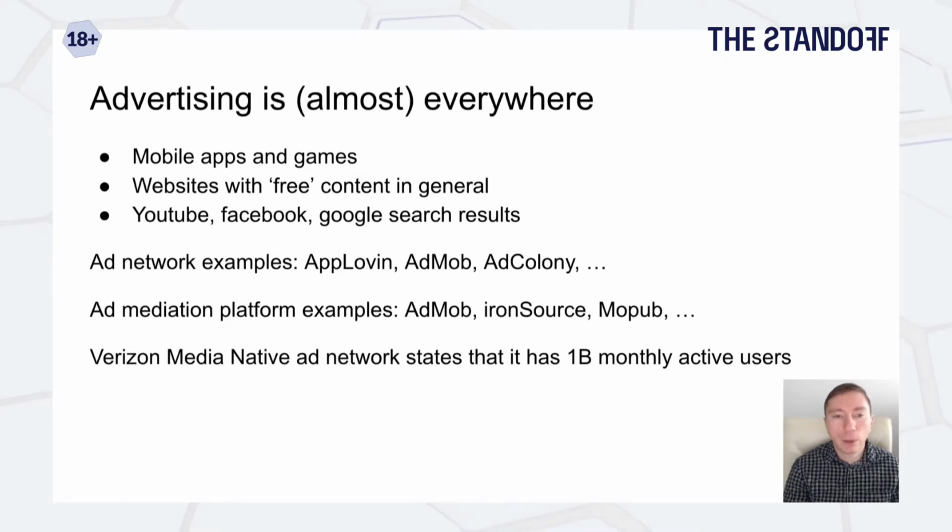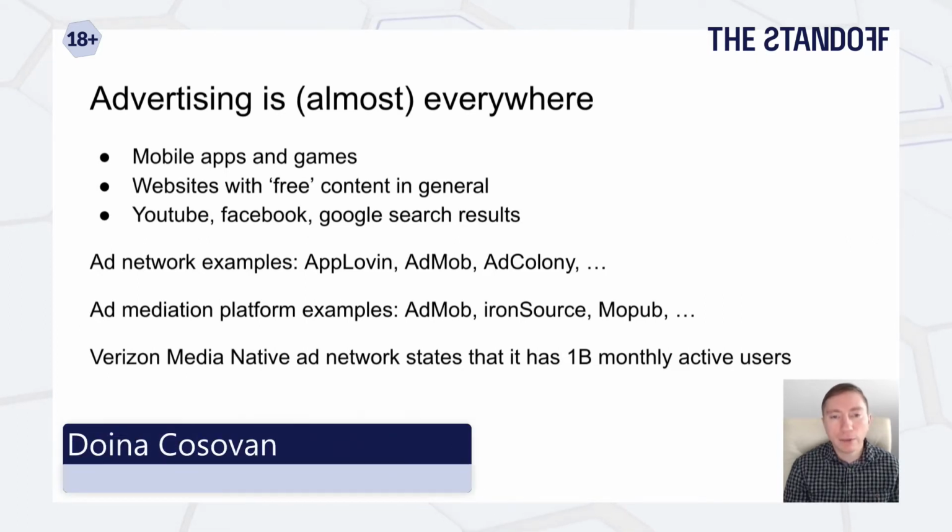To get an idea of how the advertising world is structured, we have ad networks, for example, Unity, AdMob, AdColony, and so on. An ad network gets ads from its clients and displays them on its network, and it gets paid by its clients. An ad mediation platform, for example, AdMob, IronSource, and MoPub, is a newer type of product that integrates multiple ad networks in its product. That way, clients can use multiple ad networks using only one SDK.